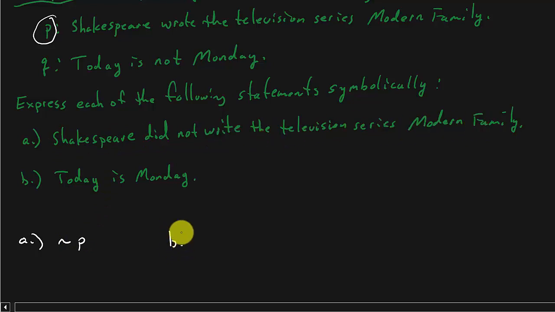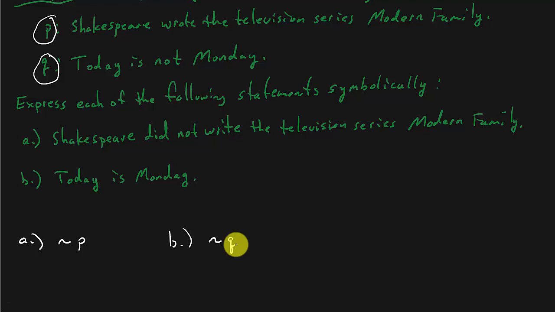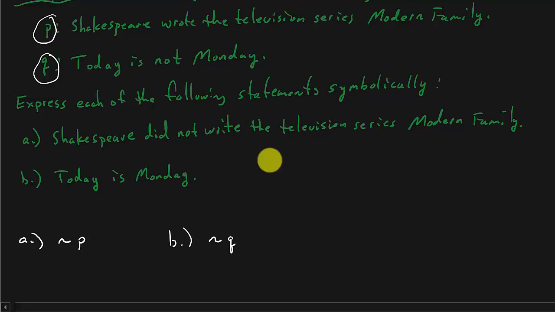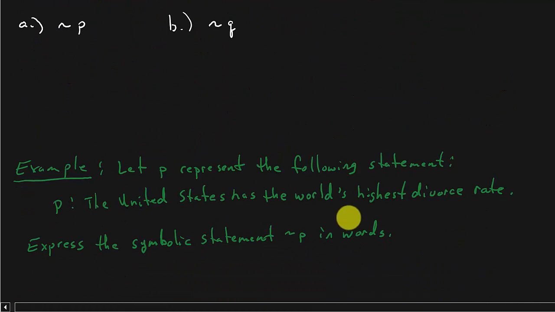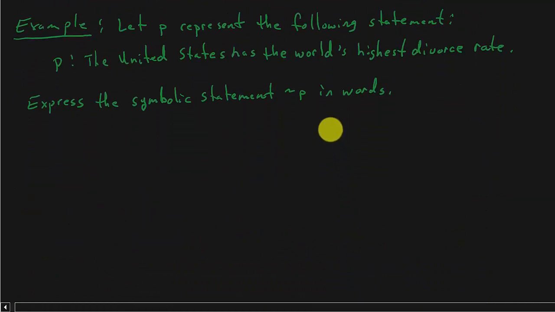All right, what about B? Today is Monday. Well, here it says today is not Monday. So this is the negation of Q. So we would write that as not Q, or the negation of Q. All right. So I hope this is making sense so far. It's not that difficult.